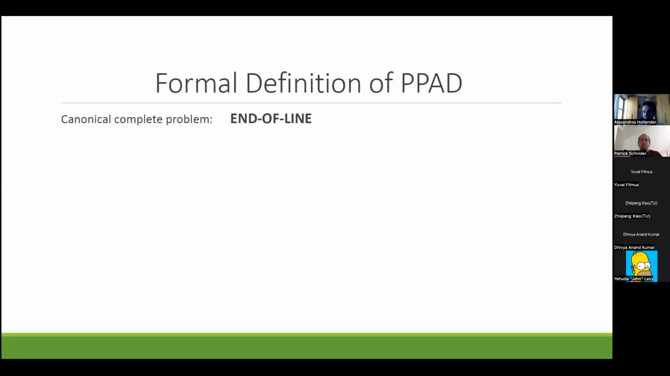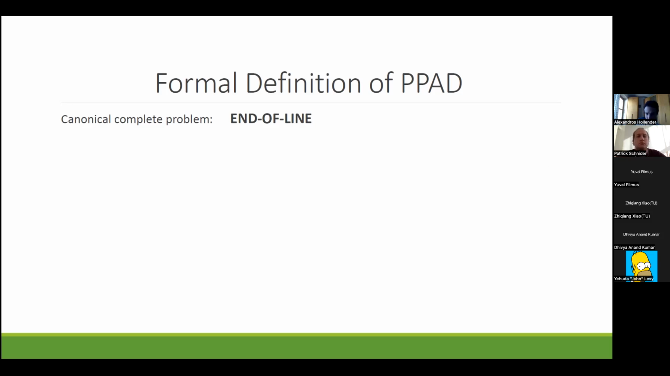But PPAD is defined using a complete problem, and so it trivially has a complete problem that can then be used to prove hardness results. The class PPAD is essentially defined as the set of all TFNP problems that reduce in polynomial time to this canonical complete problem, which is called end of line. So it's just all the problems that can be efficiently reduced to end of line.